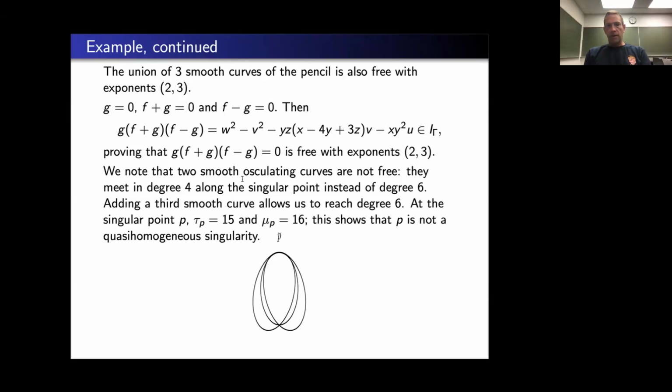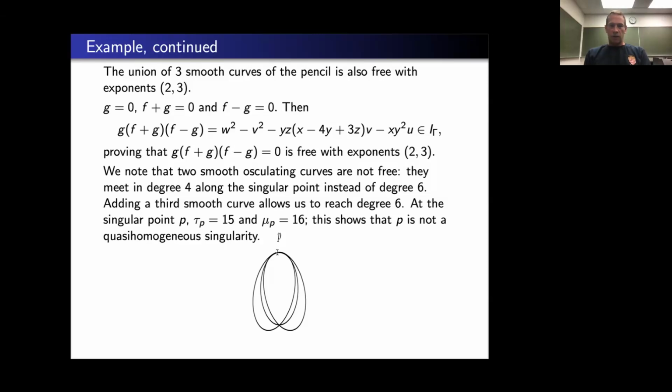So if you do the same construction, instead of with two osculating conics, the theorem says that those are not free. But if we take three osculating conics, which I've drawn below here, then this is an example. What's nice about these three osculating conics is that they have the same behavior as our bad non-quasi-homogeneous singularity. And in fact, this singularity right here at the point P, where I'm hovering, is where the three conics are all tangent.